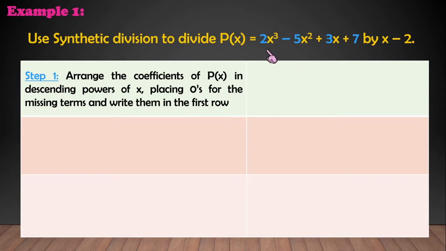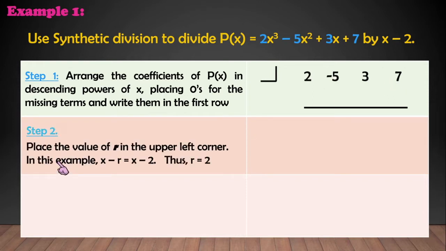So, let's look at our polynomial dividend. The coefficients here are 2, negative 5, 3, and 7. Notice that there is no missing term here because we have the x cubed term, x squared term, x term, and then the constant term. So we write the coefficients in the first row. Therefore, we have 2, negative 5, 3, and 7.